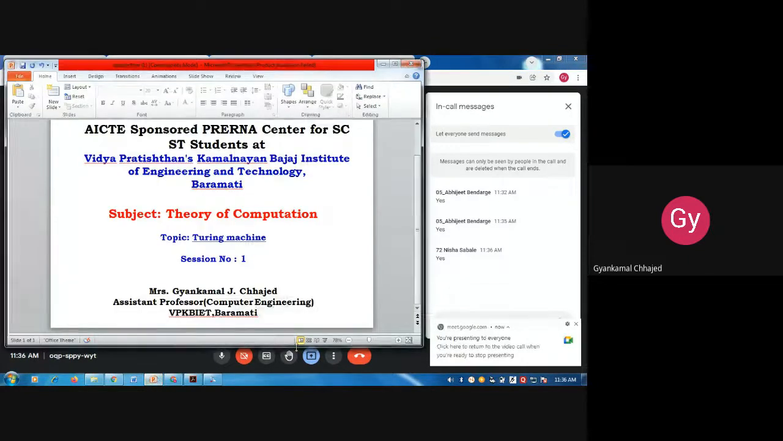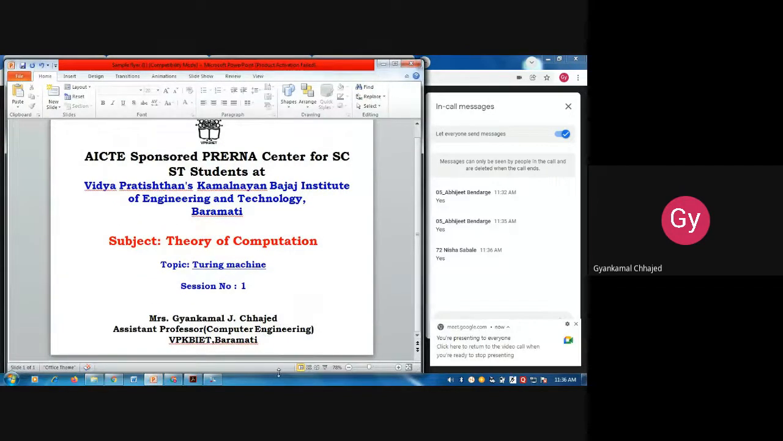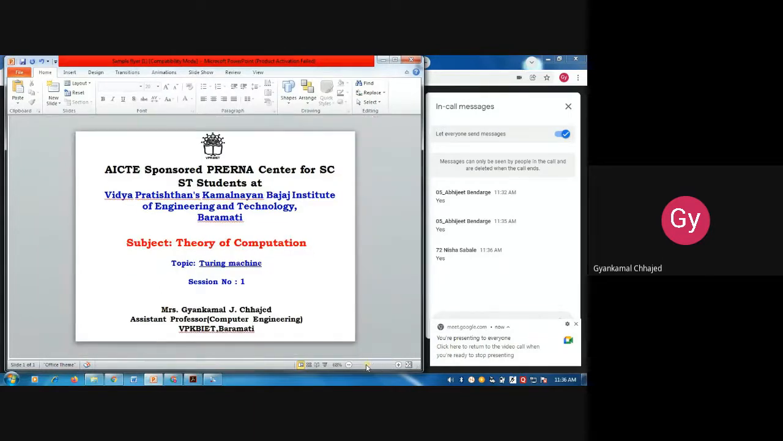So we are conducting this particular session under the Prerna scheme, which is organized by our college specifically for SC/ST students, and its benefit can be taken by all the students. So myself, Mrs. Gyankamil Chhajed, I'm going to present a session on the subject theory of computation, and in this session I'll be discussing the theory of Turing machine, which is one of the more powerful or most powerful machines. And in this we will be discussing the basic structure of Turing machine, its working, and then we will be solving some problems which are solvable by the Turing machine.